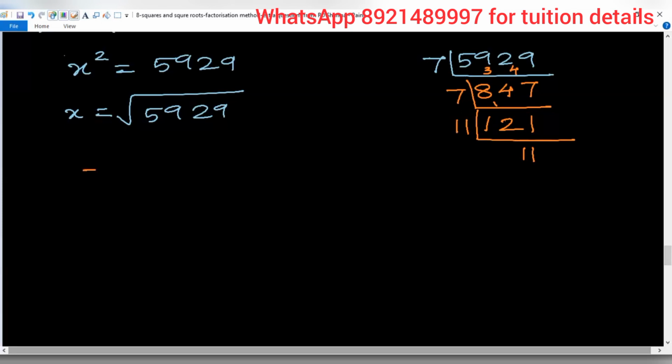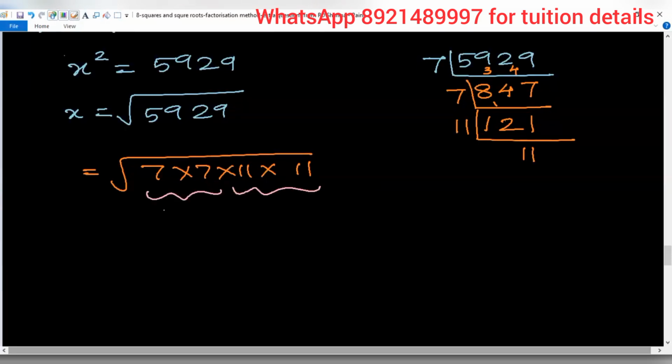So what we have now is 5929 is the same as 7 into 7 into 11 into 11. In order to get the square root, we have to take 1 out from each pair. So here 7 is the one, and 11 is also there. So the number of rows is 11 into 7, that is 77 rows. Hope all of you understood. Thank you. Keep watching.